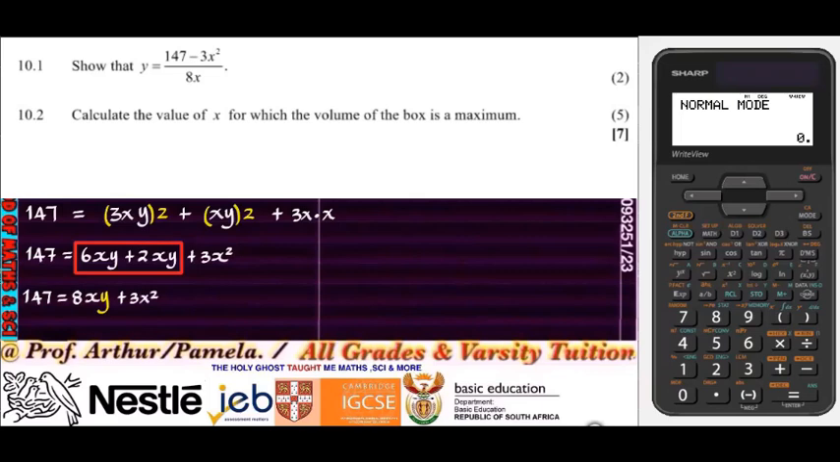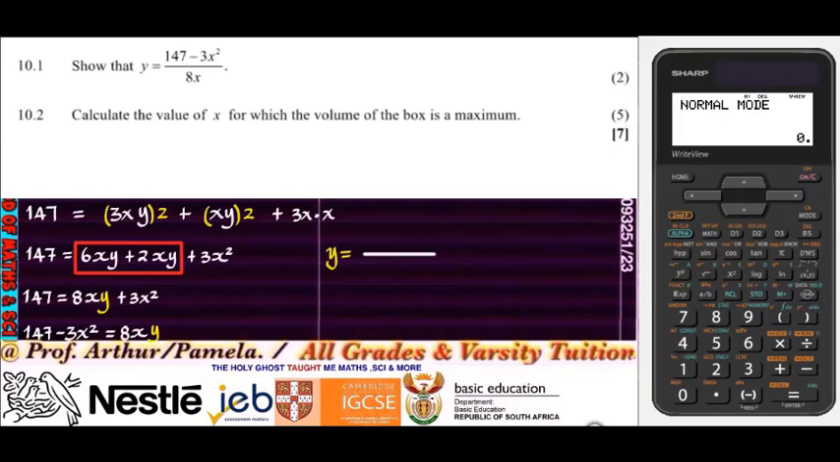So we need to transpose to the other side. So that means I'm going to have 147. I must subtract the 3x squared equals 8xy. To get the y, I need to divide both sides by 8x. So y equals what I'm going to render now.